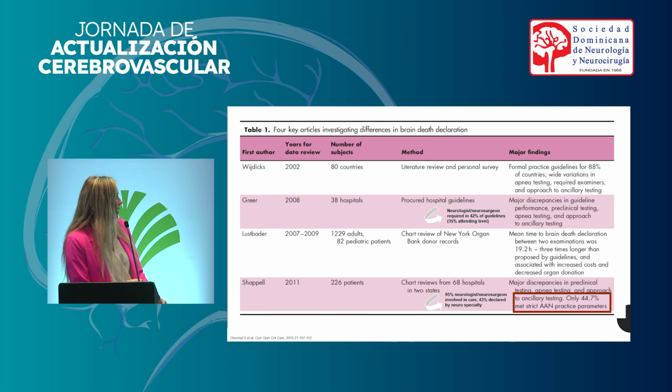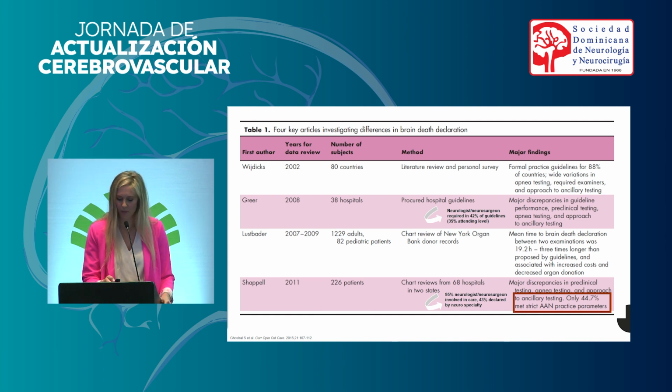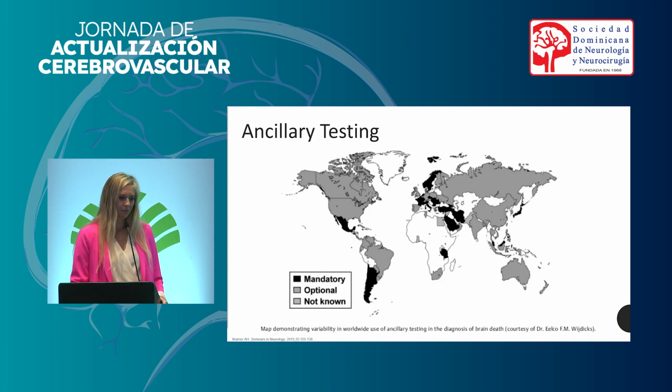In this paper, what they actually found was there was a high amount of physician involvement from neurologists and neurosurgeons. However, when it came to the actual declaration of brain death, only 43% of these patients were declared by someone in this specialty. And the even more frightening thing to think about is only 44.7% met the actual parameters that are set forth by the Academy of Neurology.